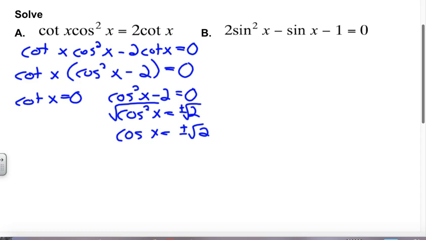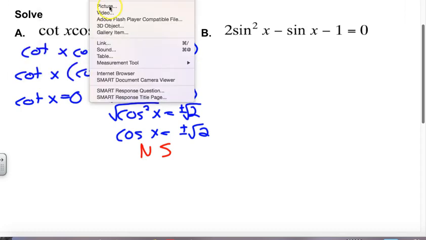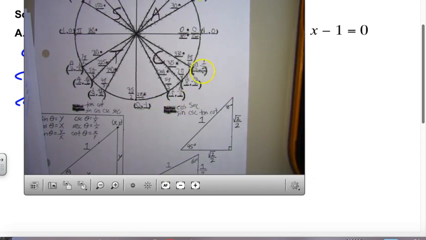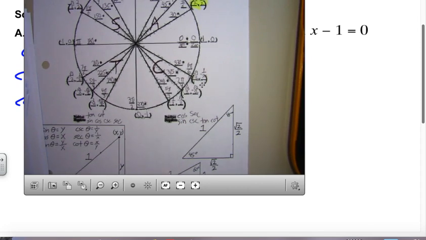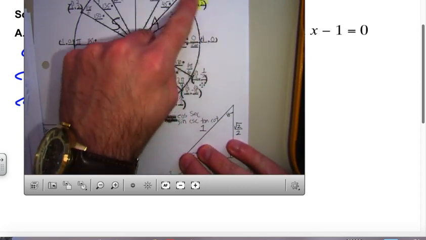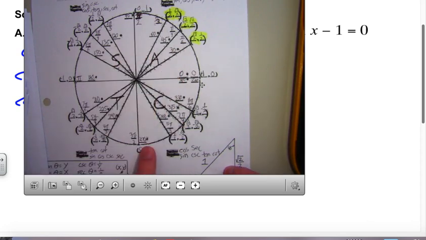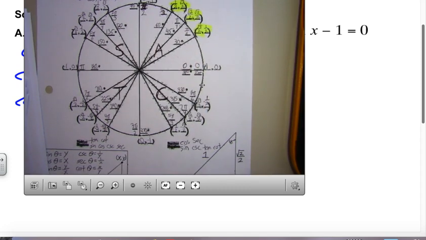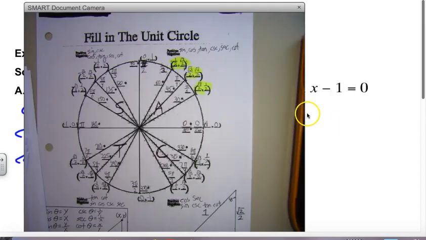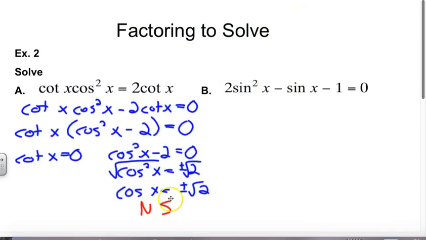All right, so no solutions can be gained from this one because remember cosine are your x coordinates. And if we look at our unit circle, we can see that square root of 2 is a number that's more than 1. So positive square root of 2, negative square root of 2 is going to be more than 1 or less than negative 1. And these values, remember, they never get higher than 1 or less than negative 1. The x coordinates, the smallest it gets is negative 1 and positive 1. So for just a basic cosine function, you're never going to get a situation where it's going to be square root of 2 or negative square root of 2. So we're not going to have an answer for this part of the equation.